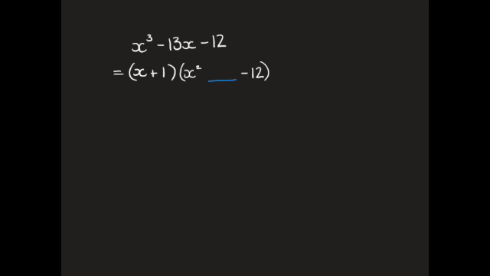So let's go through what we have so far. We have x and we have 1, and both of those come from this bracket. And then in the other bracket, we have got x squared, and we've got negative 12. So we've got to use that information over there to find this negative 13x. Let's go over why I have to choose that and not the other things.